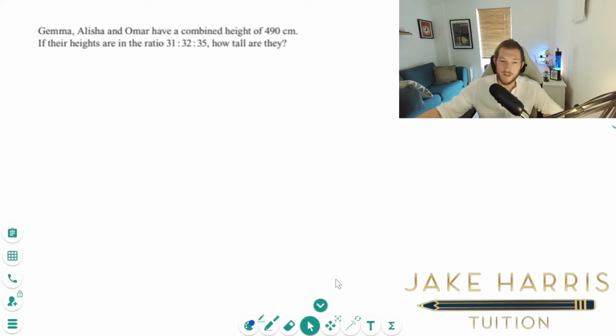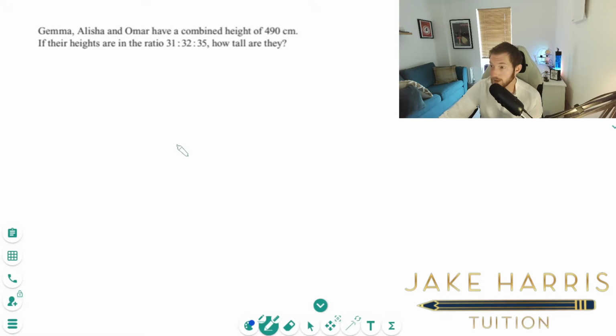So for instance, we'll take a look at this question. Gemma, Alicia and Omar have a combined height of 490 centimeters. If their heights are in the ratio 31 to 32 to 35, how tall are they? And you can see that using the old method, this would be very difficult because it would involve drawing out 31 and 32 and 35 boxes.